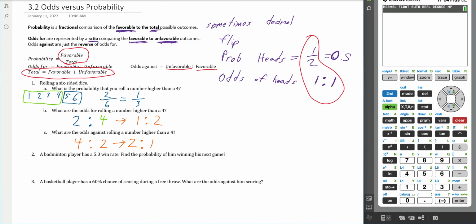All right, pause the video, try the next 2 questions, and see if you can get it right. Hopefully you were able to pause the video and try it out. Let's take a look at these 2 questions.